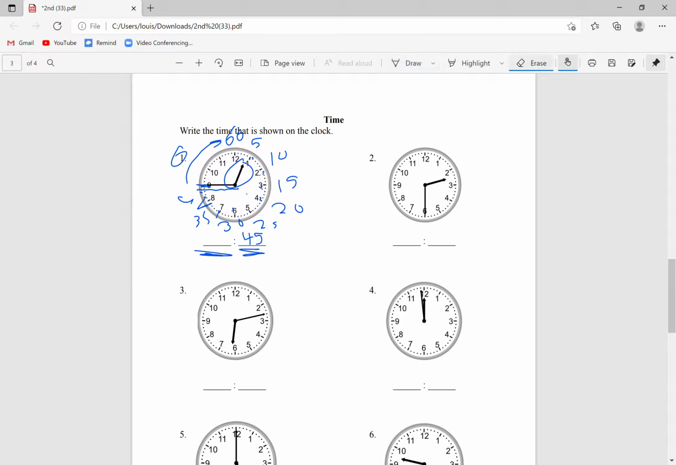The hour hand isn't really pointing at anything, you see. It's kind of pointing between 12 and 1. So how do you know whether it's 12 or 1? Well, one easy trick to tell what hour it is: the time that the hour hand is telling you is usually after, never before. So in this case, it would be 12. So we write 12:45.